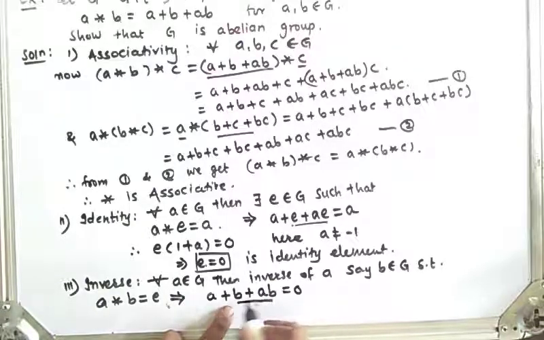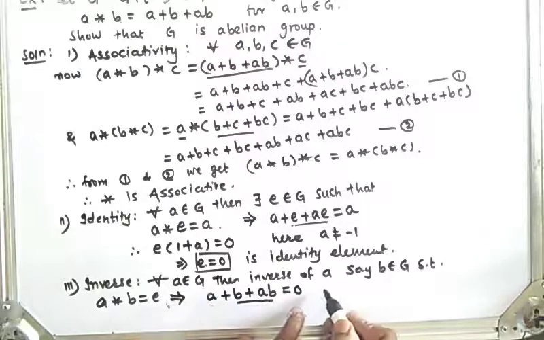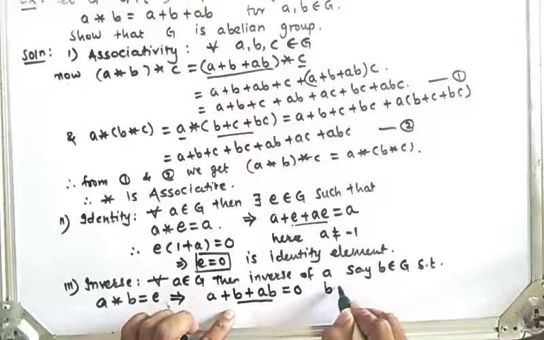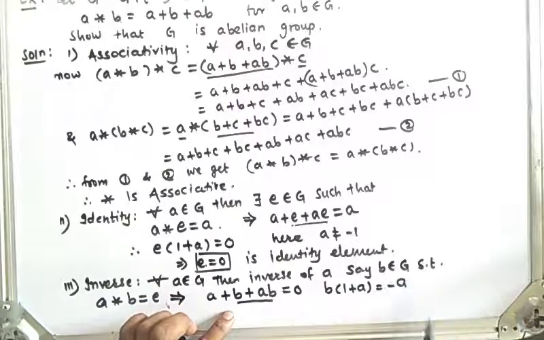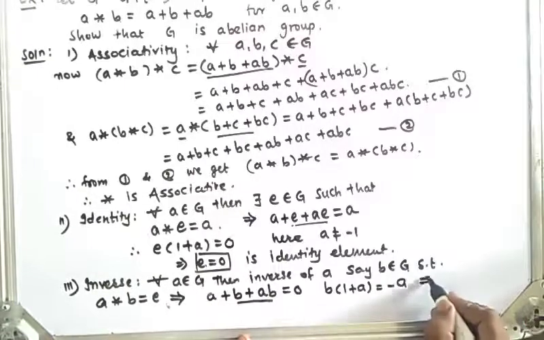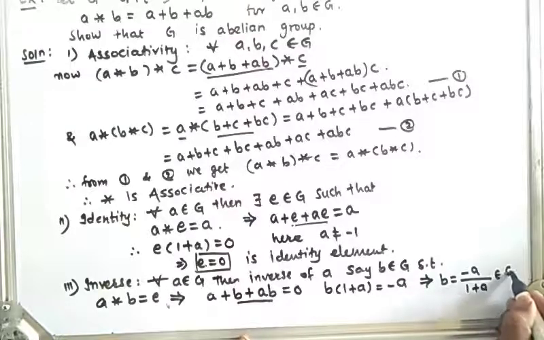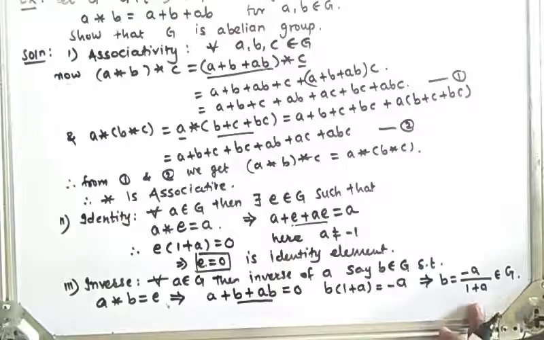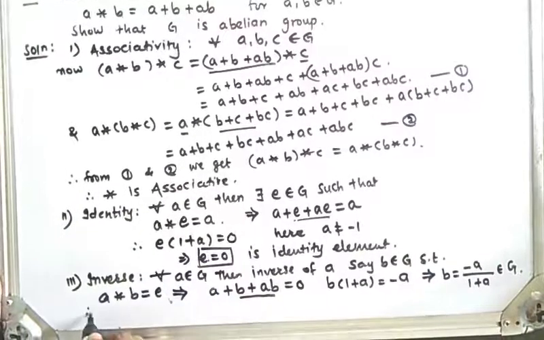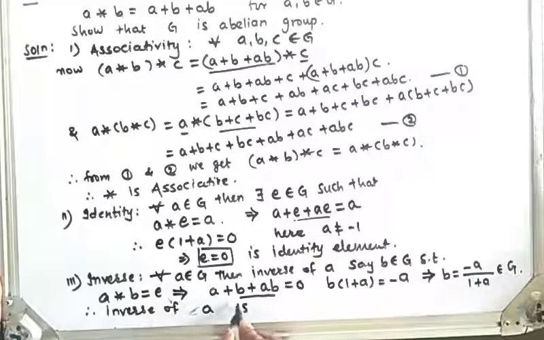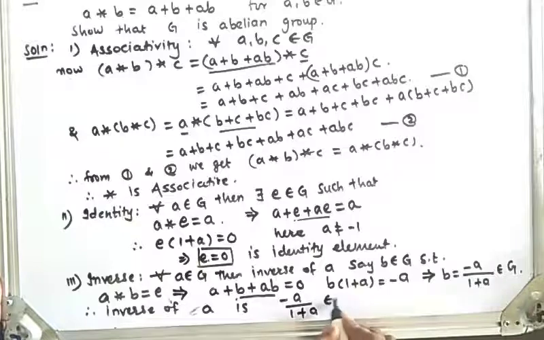I will take B as common between these two, and transfer A to the right side, we will get minus A. So I take B common: B into 1 plus A, which is equal to minus A. After solving it for B, we get B is equal to minus A upon 1 plus A, again belonging to G. So this is the inverse element of A. Therefore inverse of A is minus A upon 1 plus A, again belongs to G. Therefore inverse of every element exists in G.